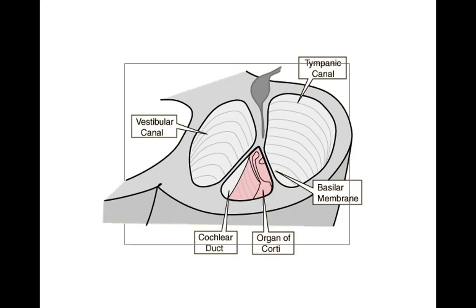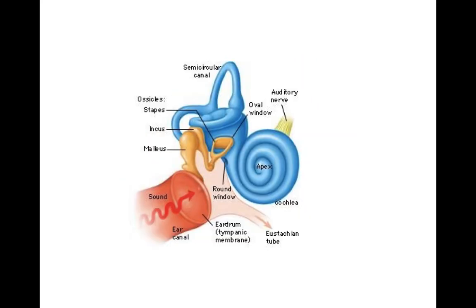Inside of the cochlea, we have these structures. We have two canals, the vestibular and tympanic canals, which are filled with fluid. We also have the cochlear duct, which is filled with fluid, and the organ of Corti. The organ of Corti is really what's going to allow for hearing to happen.